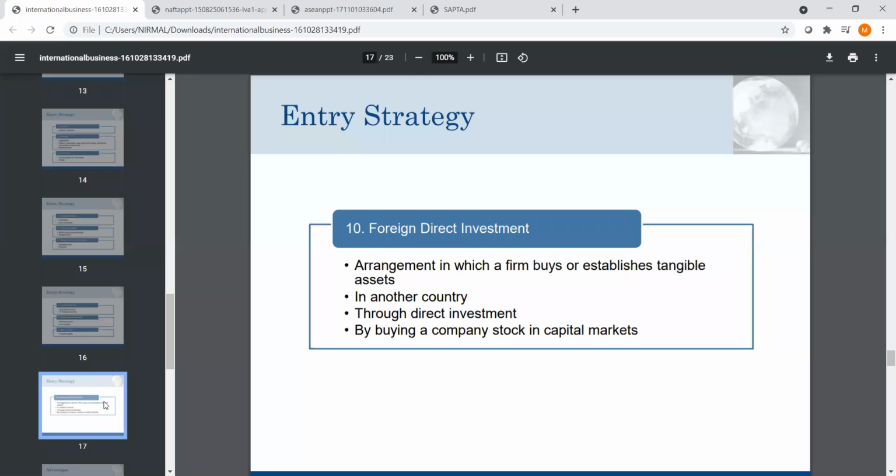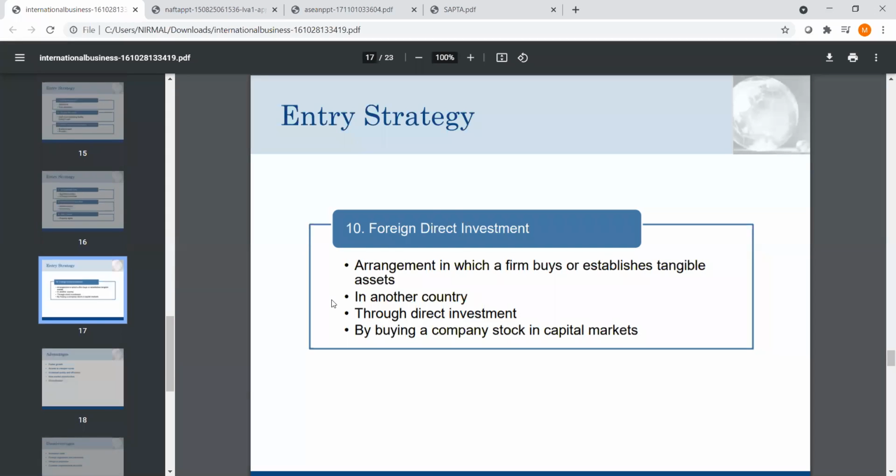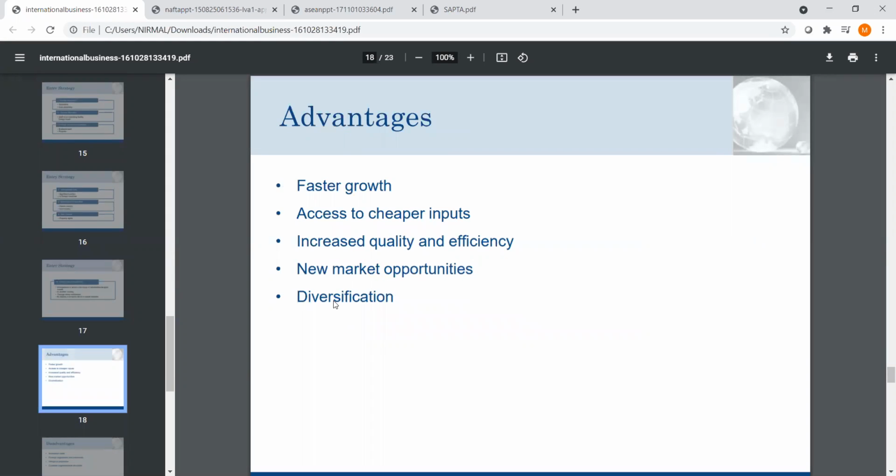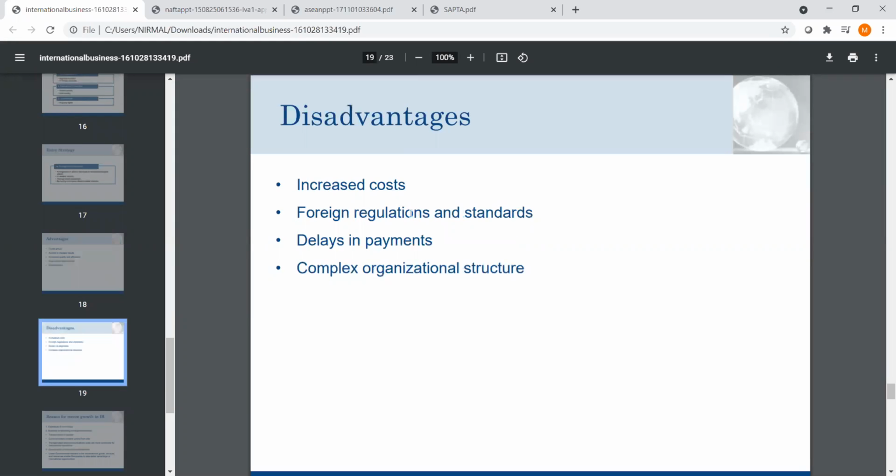FDI is an arrangement in which a firm buys or establishes tangible assets, like buying a company's stock in capital markets. The advantages: faster growth, access to cheaper inputs, increased quality and efficiency, new market opportunities, diversification. These are the advantages of IB. Disadvantages: increased cost, foreign regulations and standards, delays in payments, complex organizational structure.